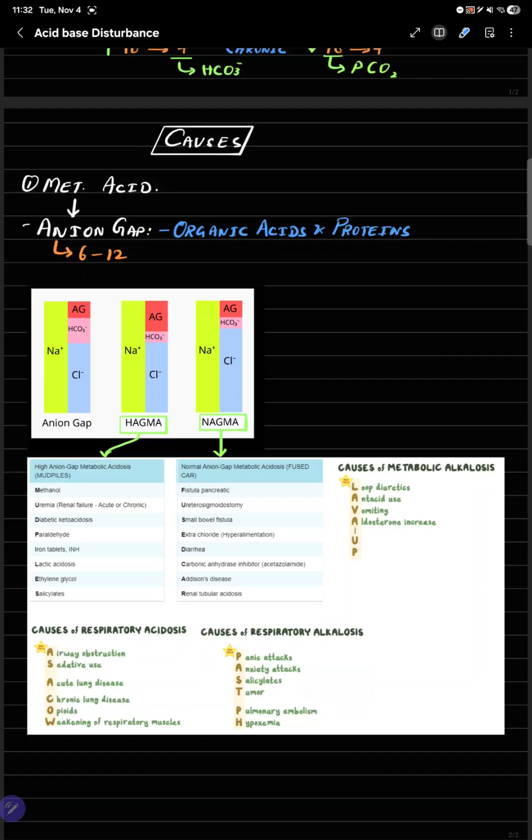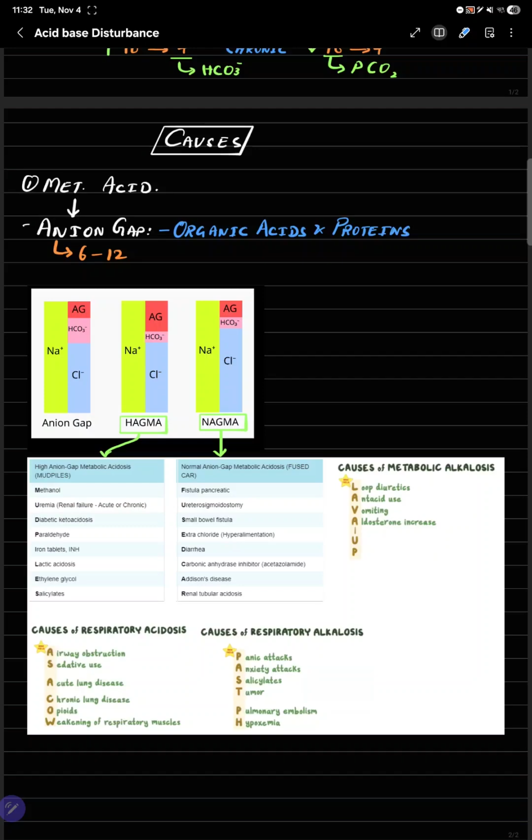Hence, when calculating, there is a gap between the number of sodium and the number of bicarbonate plus chloride, which gives a gap of 6 to 12, which is the normal anion gap. If the anion gap is increased, it causes high anion gap metabolic acidosis. If the anion gap is normal, it causes normal anion gap metabolic acidosis.